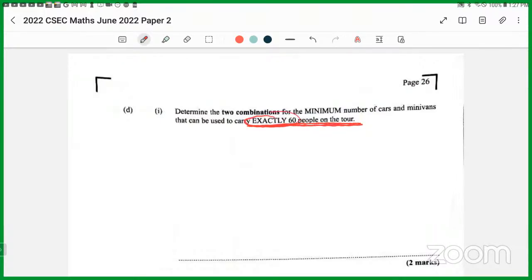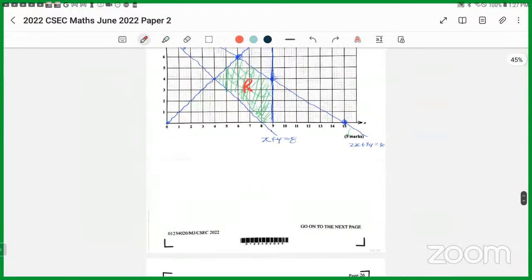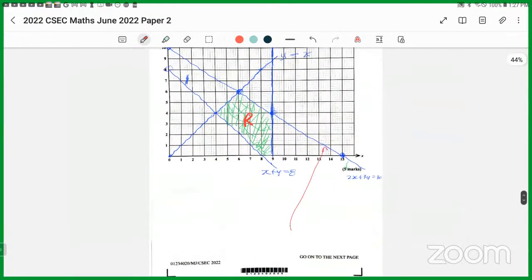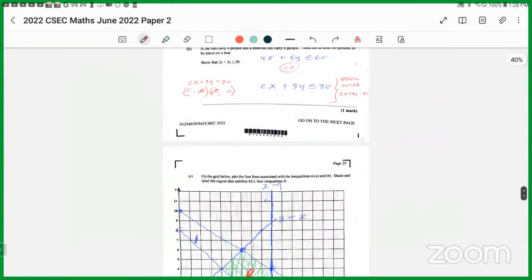Exactly 60 people. So if you're going to carry exactly 60 people, it means that the X plus Y, those are the cars. You want a formula for the number of people to be 60. Remember, this is the line that is counting the number of persons. This line is the line carrying the number of persons. And this was the line that had a maximum of 60.